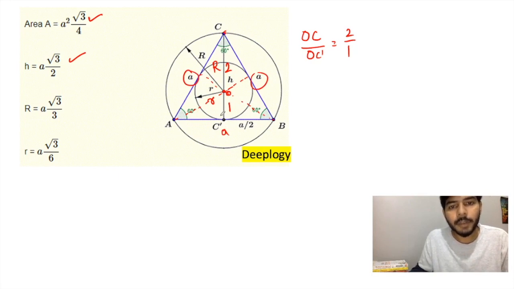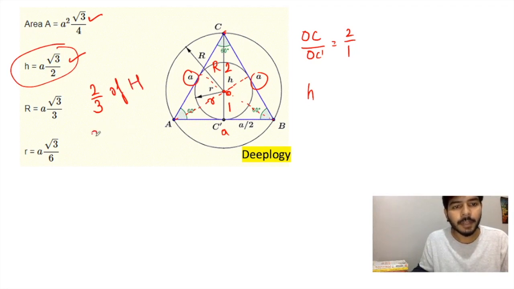So then, if you are aware that height is written here, and this capital R is 2 upon 3, that means this is 2, this is 1, that means the entire will be 3. So 2 upon 3 of what? Of this height. Then I can write 2 upon 3 of h, and h we found in the previous slide, that is root 3 a upon 2. We can cut this and directly write root 3 upon 3 a, which is capital R.